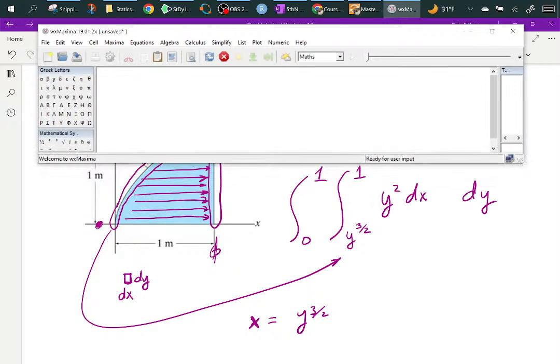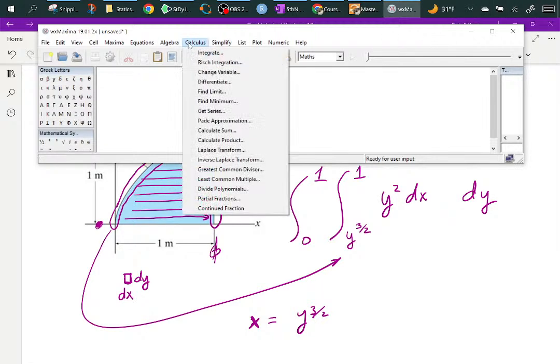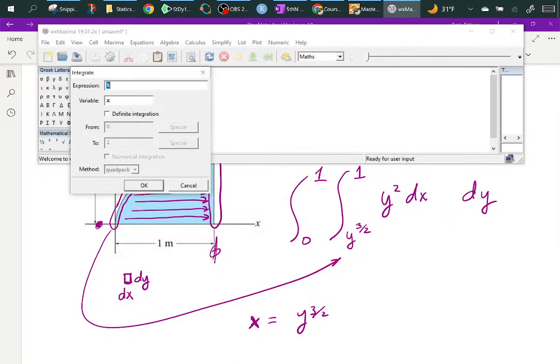So the first thing I'm going to do is integrate that center section. Now, I'm not sure I'm right or wrong here because I'm just doing this as it flows out. So I'm integrating an expression y squared. My variable of integration is x, and I'm integrating from, okay, y to the 3 divided by 2. And that's where I'm integrating from.